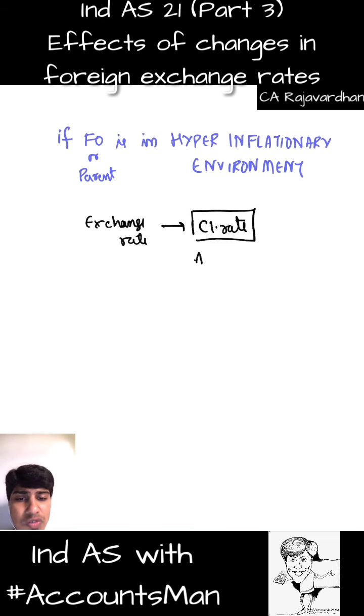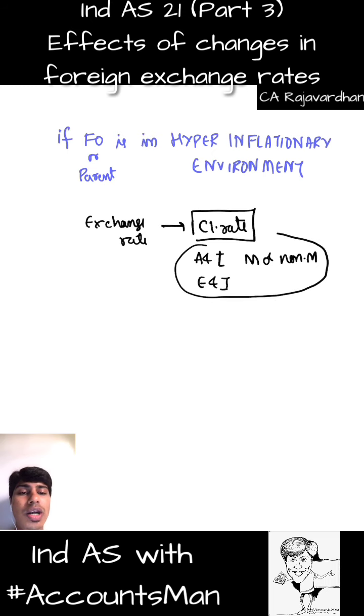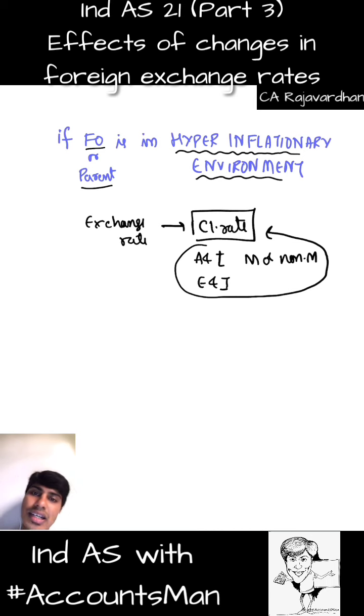When will we always follow it? That is for asset and liability, monetary or non-monetary. For expense and income, for everything, what rate do we follow? We only follow closing rate, whether it is conversion from functional currency to presentation currency or foreign currency to functional currency. Only closing rate. When is this? When that foreign operation or parent is in a hyperinflationary environment. The currency which you are translating, if that currency is in a hyperinflationary environment, then we go with this.